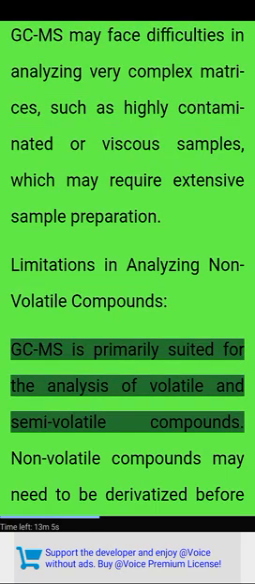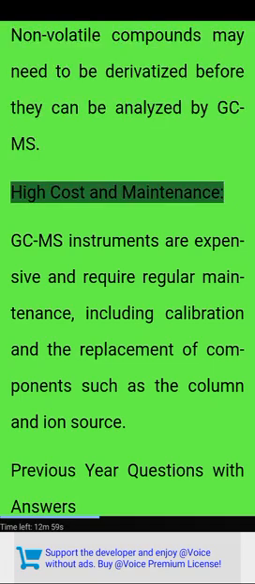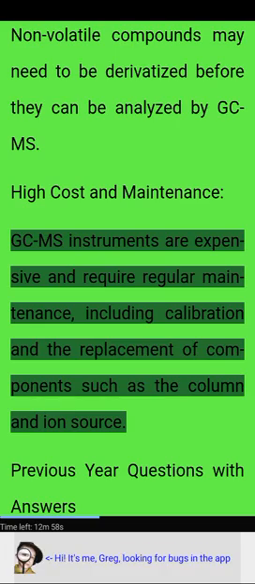Limitations in analyzing non-volatile compounds. GCMS is primarily suited for the analysis of volatile and semi-volatile compounds. Non-volatile compounds may need to be derivatized before they can be analyzed by GCMS. High cost and maintenance. GCMS instruments are expensive and require regular maintenance, including calibration and the replacement of components such as a column and ion source.